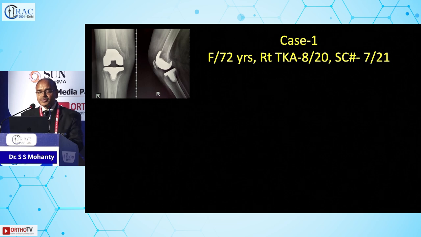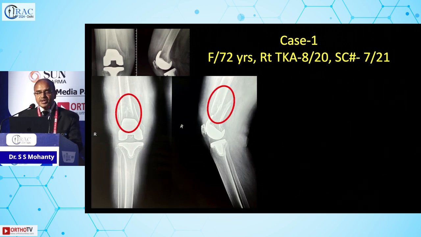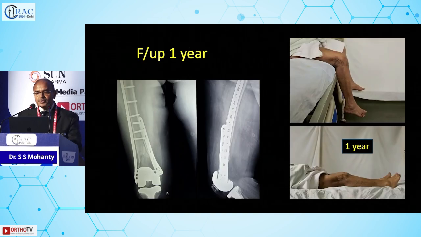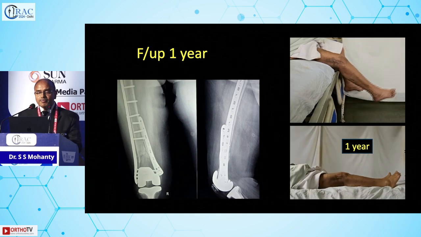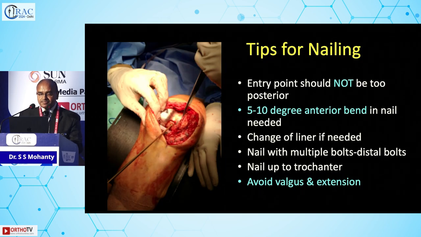First case, a 72-year-old female, right total knee arthroplasty in August 20, supracondylar fracture in July 21. That is a periprosthetic fracture. As you can see here, it is just proximal to the anterior flange of the prosthesis. Plating was done with a long lateral plate without any metaphyseal screws, and a medial plate to reduce the shear strength. That is the 1 year follow-up of this patient, and a good outcome.